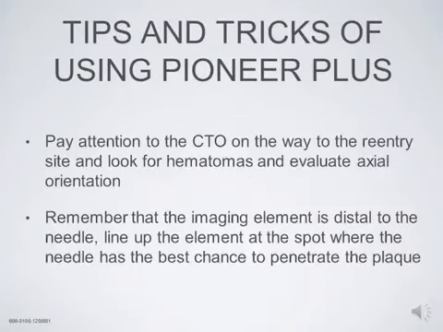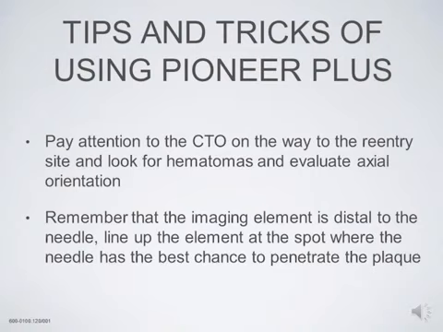So some tips and tricks of using the Pioneer catheter. I think you need to pay attention to the CTO on the way to the reentry site and look for hematomas and evaluate for axial orientation. So you need to see exactly how deep the sub-adventitial space goes. In this case, we did not do that, but you could tell that this was a very deep orientation, as it was from the post, where the vessel was significantly away from the actual lumen that was created.